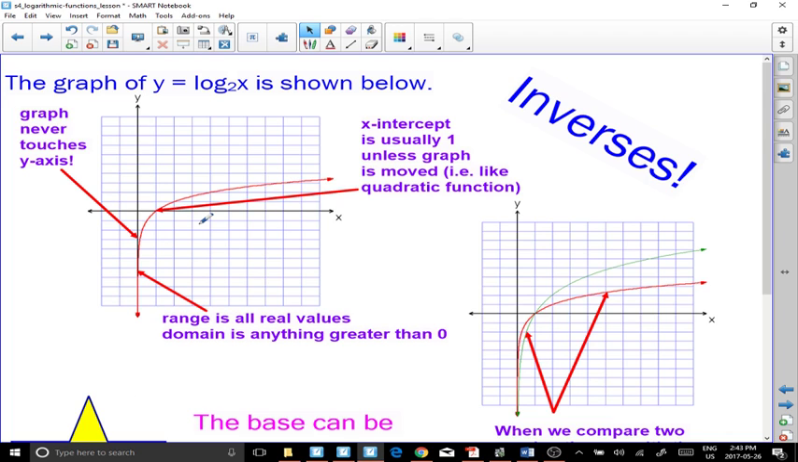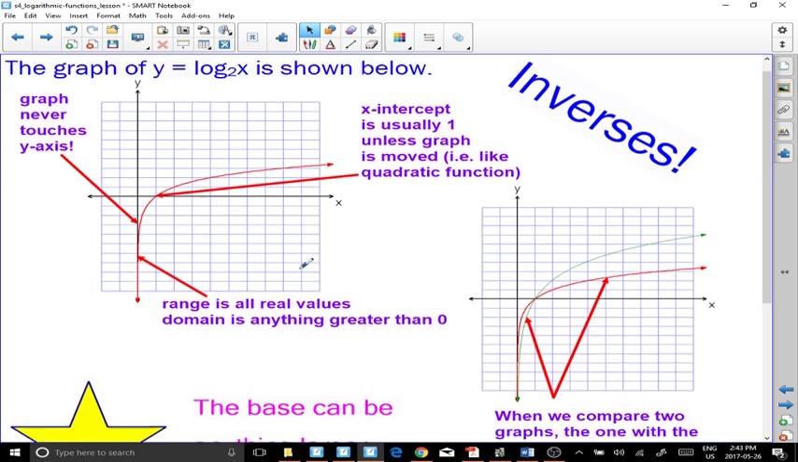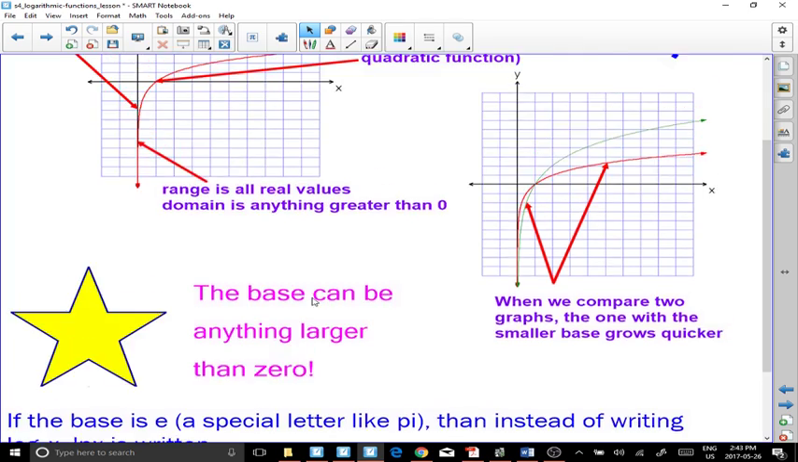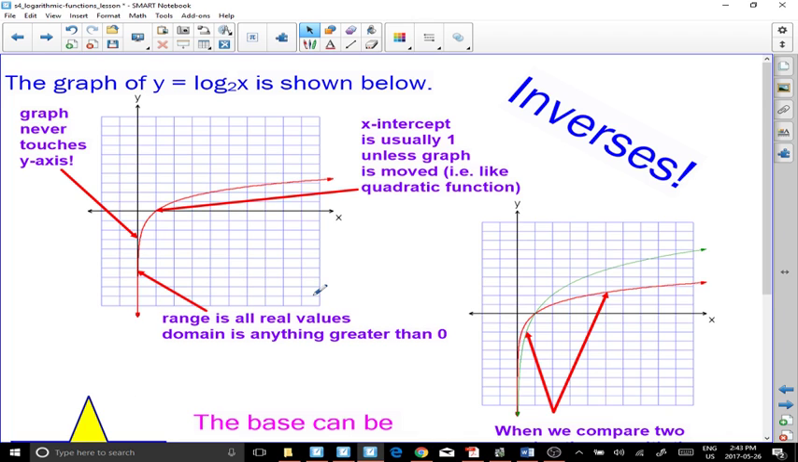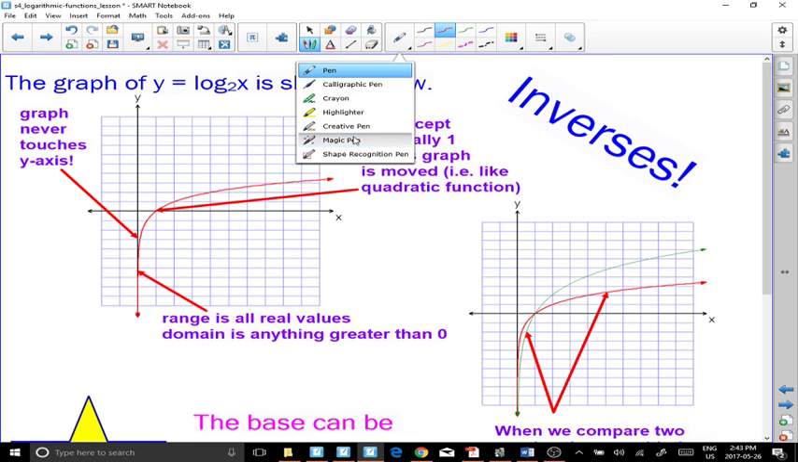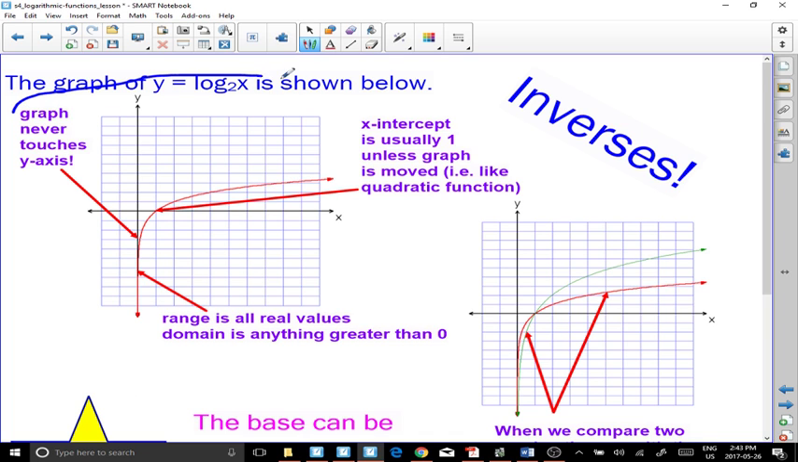A lot of what we do in this relations and functions unit is graphing. So a lot of what we need to know are properties of the function. This graph is a lot different than the graph of the exponential function. But while it's a lot different, it's also very similar. So if we take a look at the graph here.